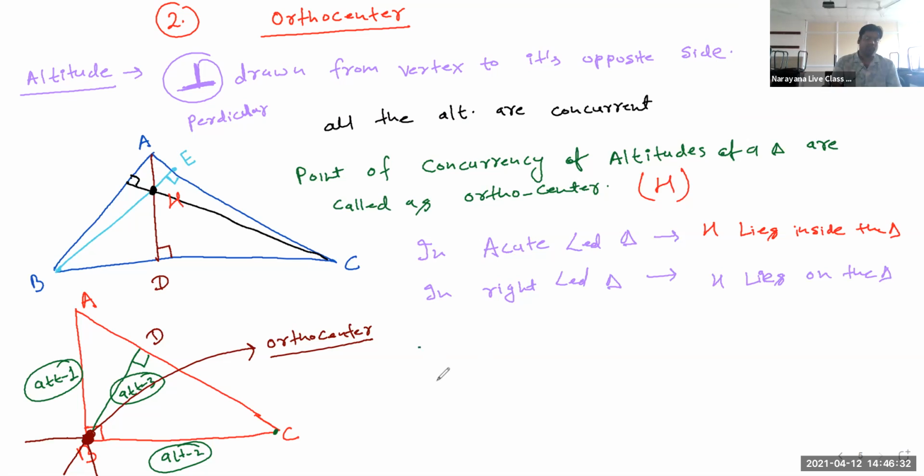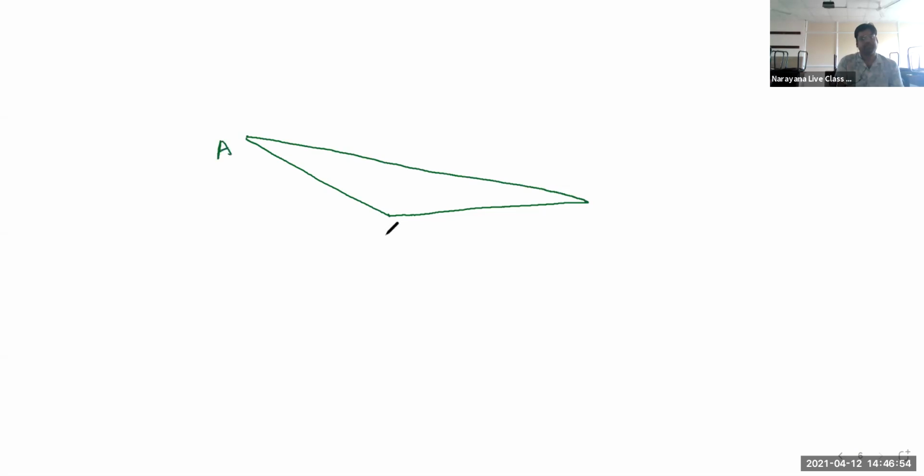So I'm making an obtuse angle triangle. I think it should be done in the next slide. So I'm just drawing an obtuse angle triangle. So this is an obtuse angle triangle ABC, you can say.